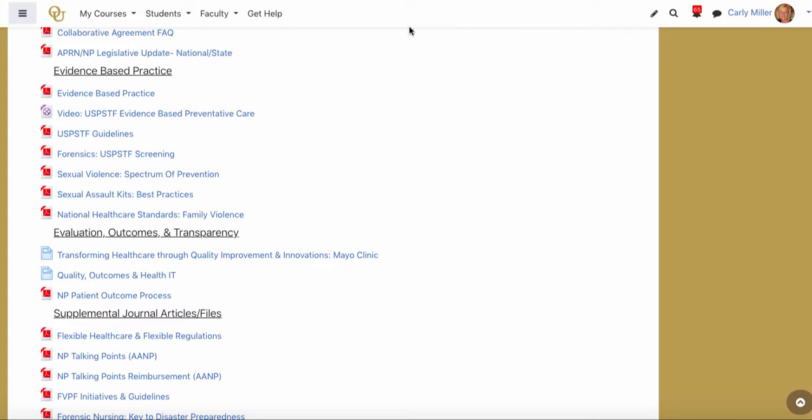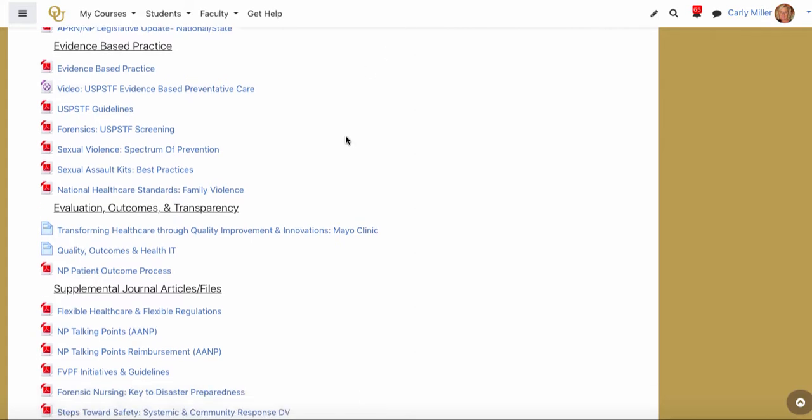And it applies to forensics once again, because there's screening tools in there and there's screening guidelines that we need to be implementing. I added sexual violence spectrum of prevention or sexual assault kits just to get you thinking about different areas of practice, or like an innovative type program or something like that. Same thing, national standards from family violence. I added that on here.